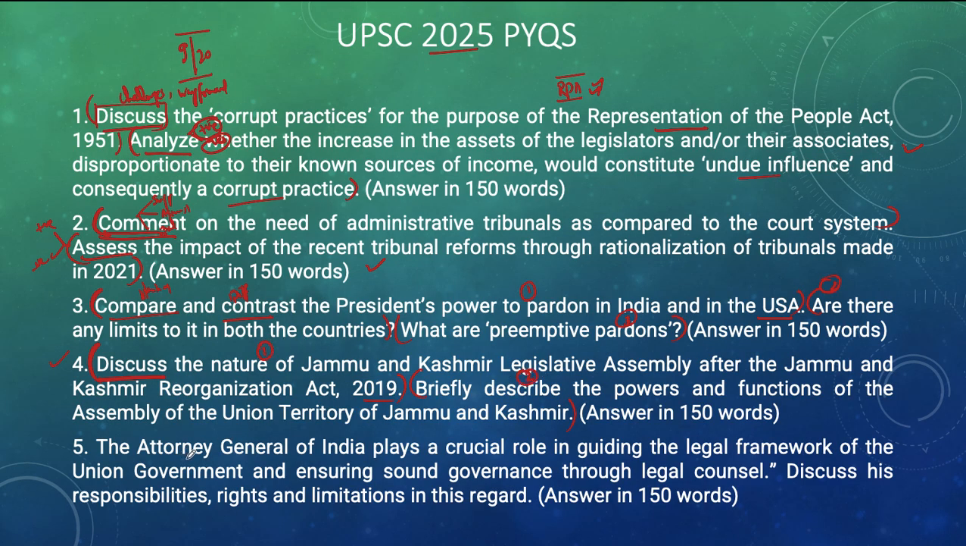Fifth question: the Attorney General of India plays a crucial role in guiding the legal framework of the Union government and ensuring sound governance through legal counsel. Discuss his responsibilities, rights and limitations in this regard. Overall, students, they are asking you to discuss the Attorney General, especially his responsibilities or powers, rights and limitations. We should have all these dimensions in our answer. But we should also write a way forward before the conclusion. There is a road ahead we need to view for the Attorney General.